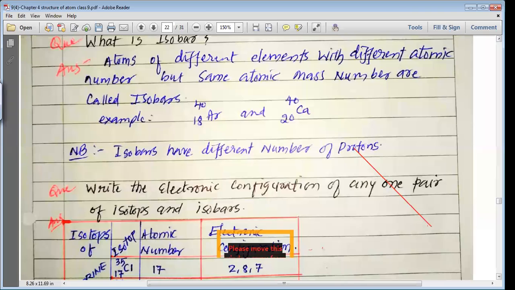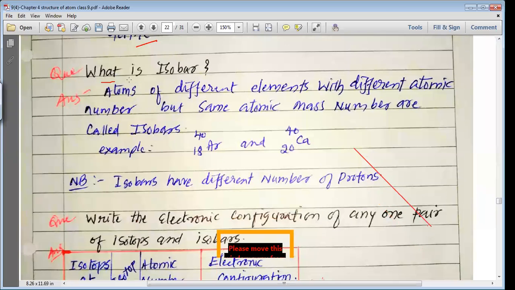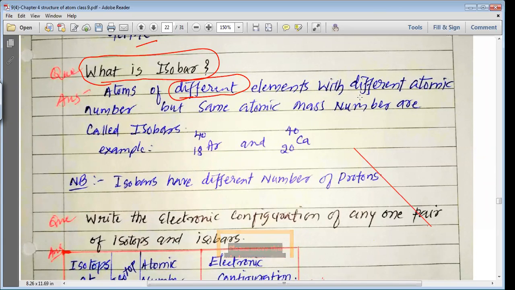Now, my dear students, we want to study the next question, and that next question says, what is isobar? So, my dear students, let us study about the isobar. Isobars are the atoms of different elements. Please learn this, that isobars are not atoms of the same element, but they are atoms of different elements with different atomic numbers. Their atomic numbers will be different, but their atomic mass numbers are the same.